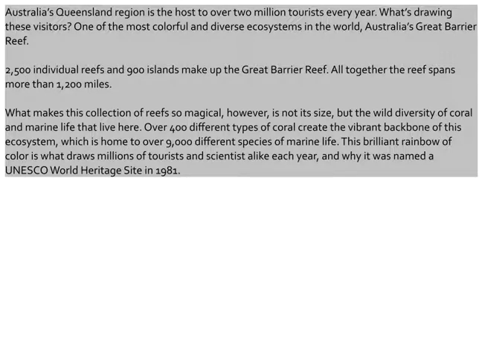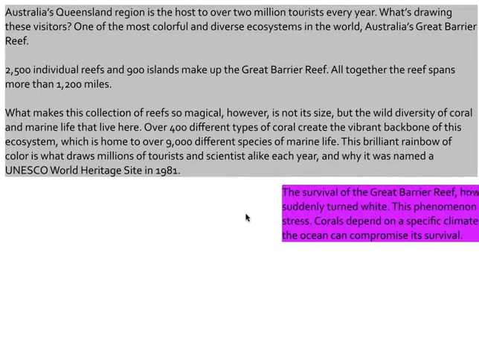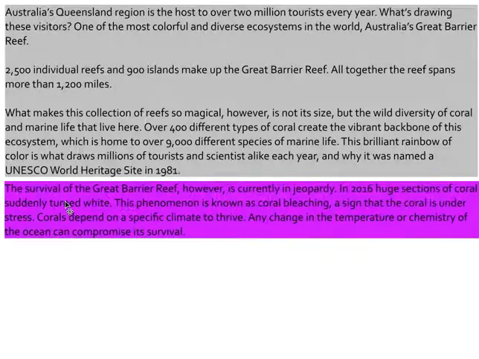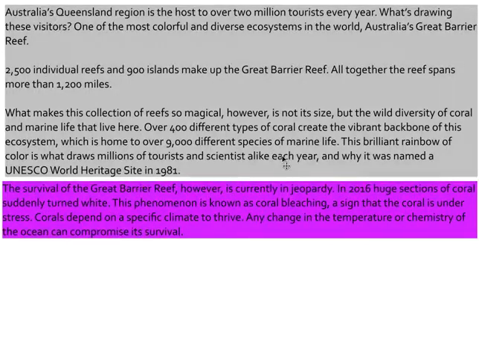So now I'm going to provide a little bit of the larger topic or the larger context. I'm really just introducing coral bleaching, and I'm going to use the Great Barrier Reef to do that. The survival of the Great Barrier Reef, however, is currently in jeopardy. In 2016, huge sections of the coral suddenly turned white. This phenomenon is known as coral bleaching, a sign that the coral is under stress. Corals depend on specific climate to thrive. Any change in the temperature or chemistry of the ocean can compromise its survival.